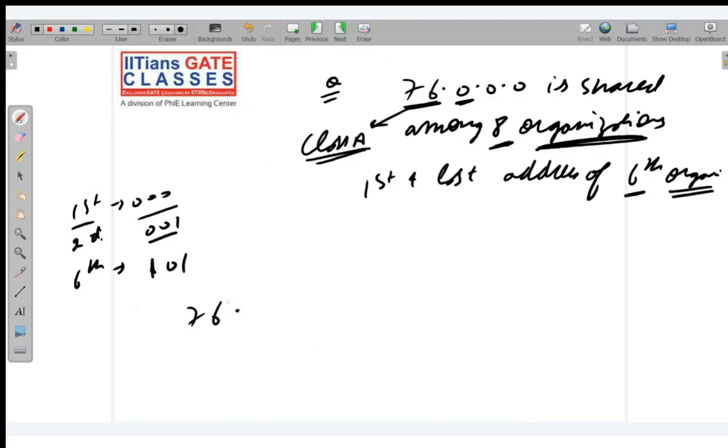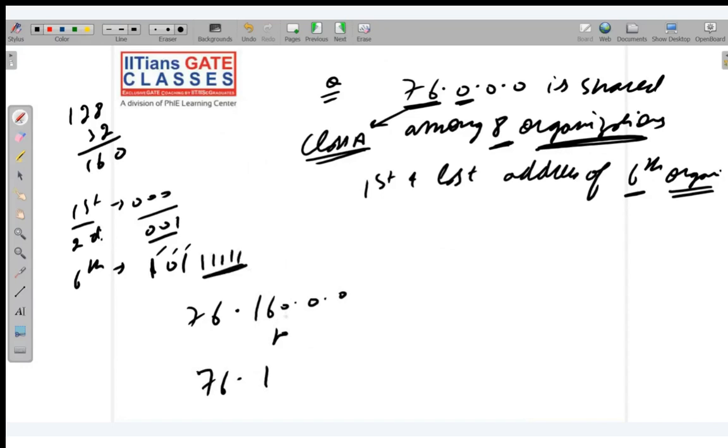So now we will say 76.101, these are fixed. The starting address will be 101 followed by all 5 zeros. What is 101? 128, 64, 32, so 128 plus 32 comes out to be 160. So 76.160.0.0 to 76. Then we will have 5 ones, and 5 ones means 31. So you add 31, it becomes 191. So 76.191.255.255. Any doubt? No, sir.